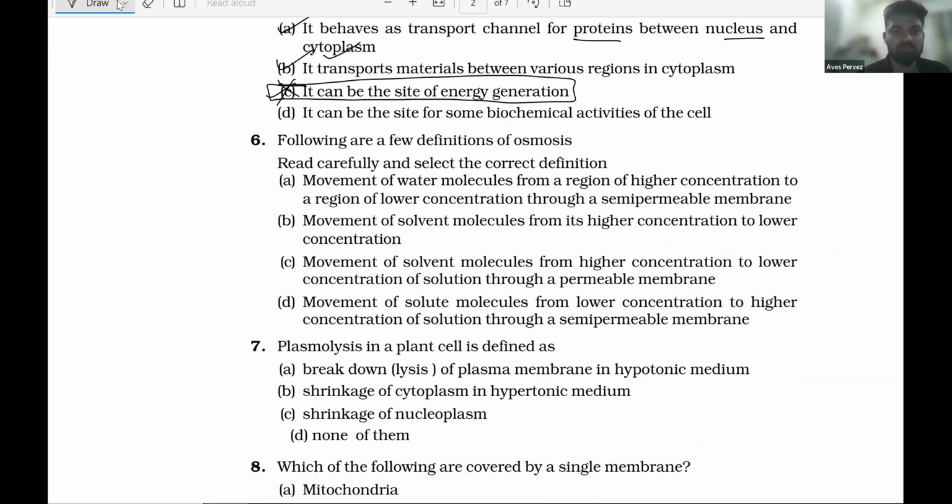A. Read the following statement correctly: movement of water molecules from a region of higher concentration to a region of lower concentration through a semi-permeable medium. Very good. A is the correct option. Okay, question number 7. Tell me about question number 7. A. Sure.